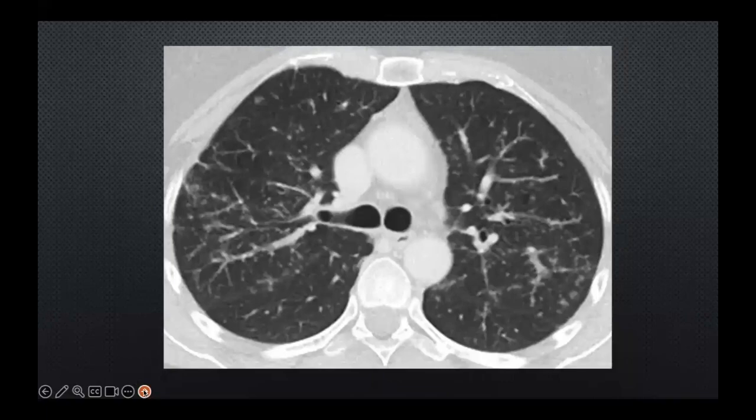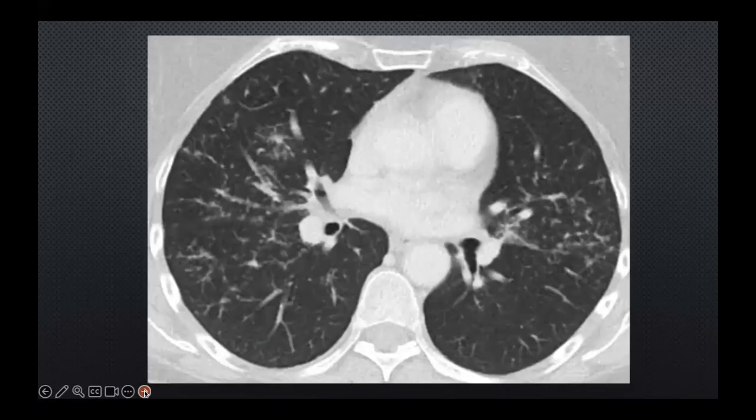Going further up, within the lungs you will see these micronodules scattered within both lungs. Also some of the interlobular septae have these nodular appearances, for example here as well. And in another lung section, again, you can see some beading along the bronchovascular bundle.